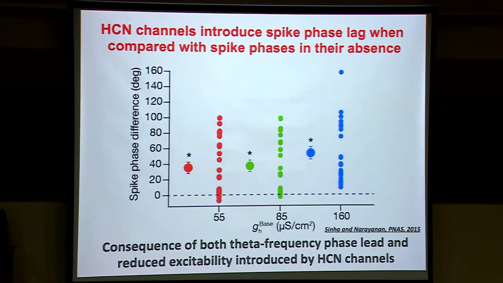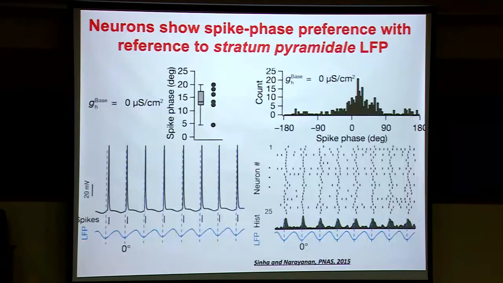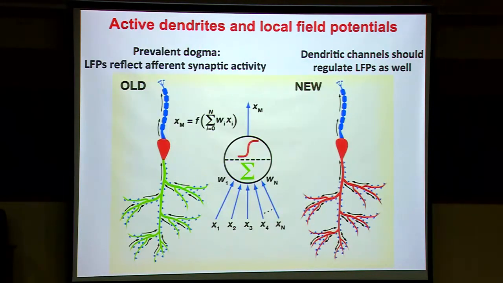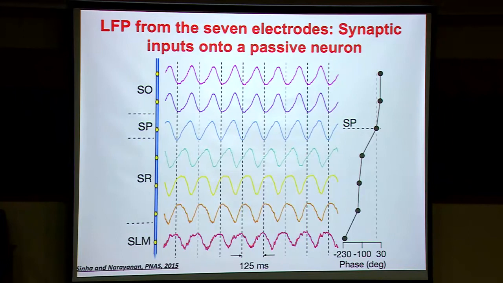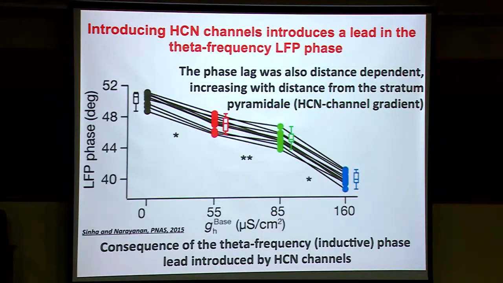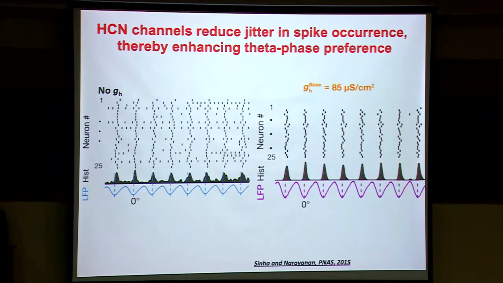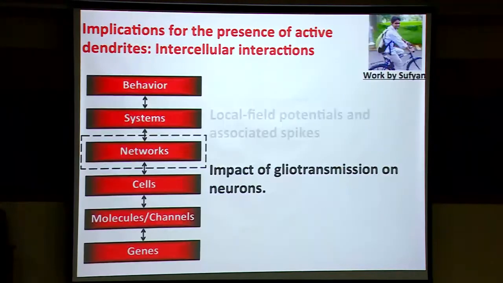And finally, she also showed that the spike phases were different because of the presence of HCN channels, and she showed it for different kinds of densities. So now what she has shown is that the LFPs that you get are not necessarily just reflections of the synaptic currents that are coming from here. They are reflections of A, the synaptic currents, and B, the ionic currents that are being activated as a consequence of the synaptic activation that is present over there. So she brought in a new dimension of complexity into the whole thing, questioning in some senses, in all senses, the prevalent dogma that it was purely synaptic.